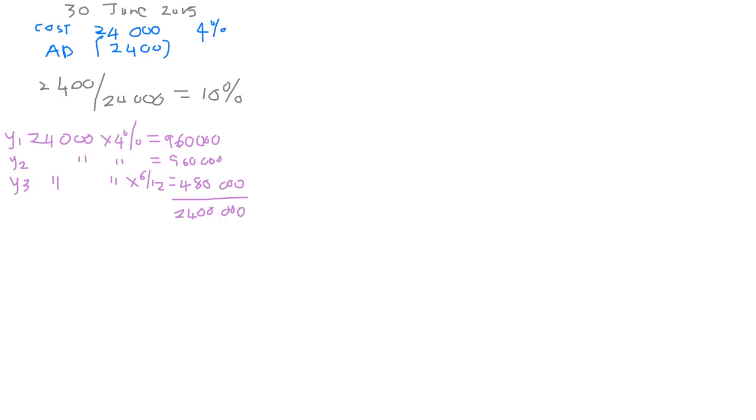So the question is, is it 24 million or 2.4 million? The cost of the asset is 24 million and the accumulated depreciation is 2.4 million. Any questions on this?